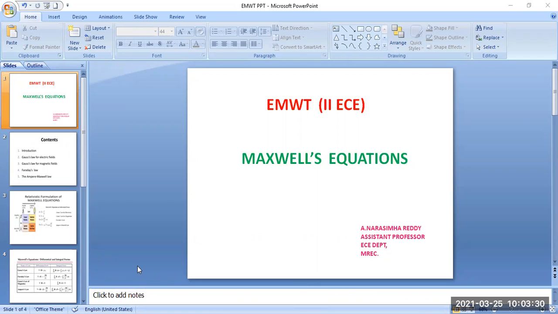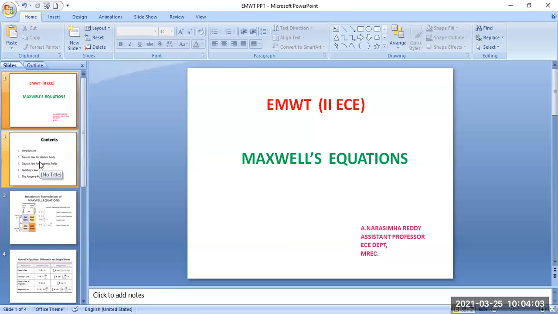Today we are going to discuss Maxwell's equations. Already we have discussed the Gauss law in point form and Gauss law in integral form. Point form is also called differential form. So basically we have four Maxwell's equations. Two Maxwell's equations are derived from the electric fields, and another two are derived from the magnetic fields.